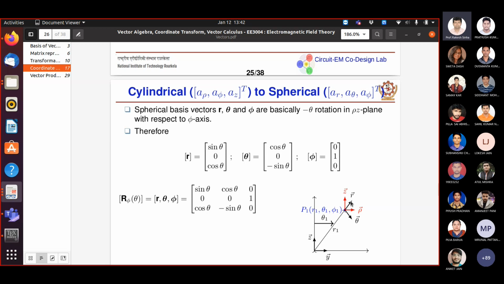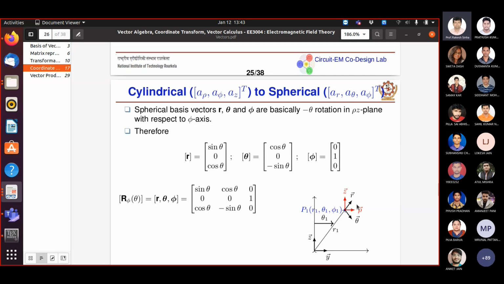What is the component of R in the rho direction? Can you tell me? No, it is not 0. In the z direction, the component is cos theta, because this angle is theta. Also, this angle is theta.